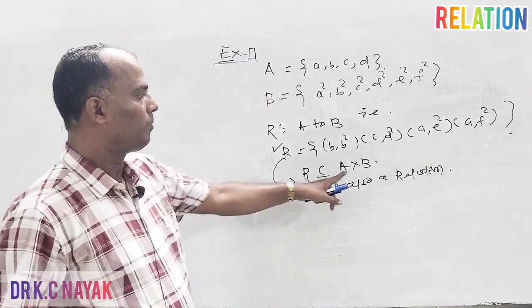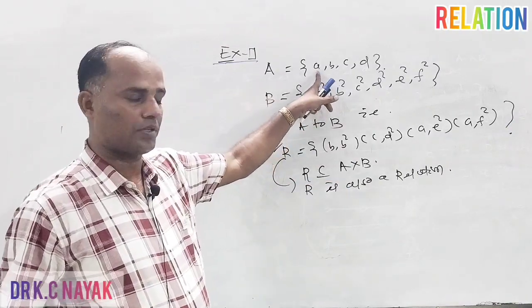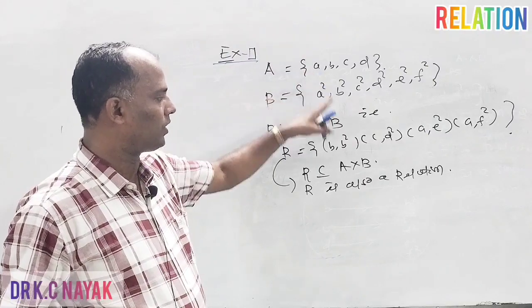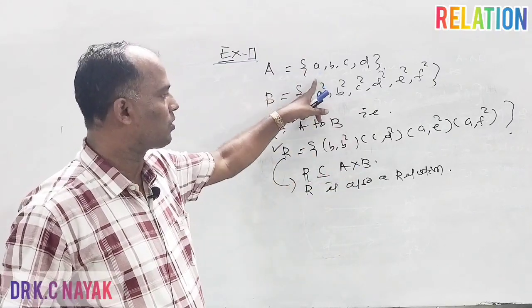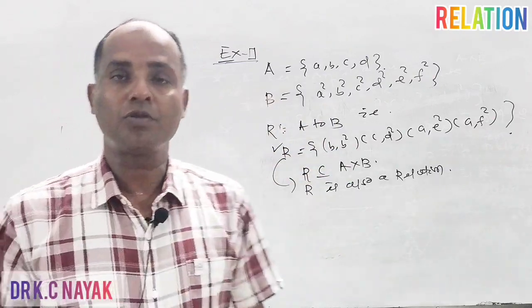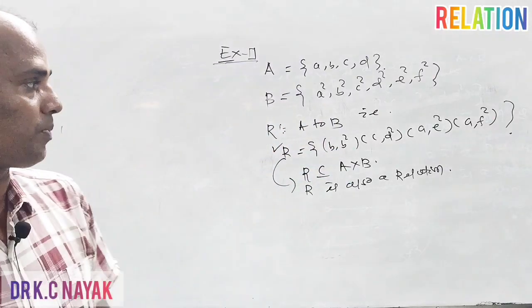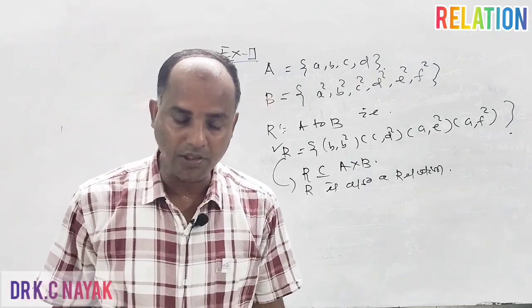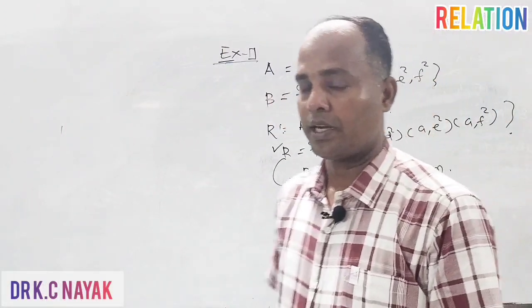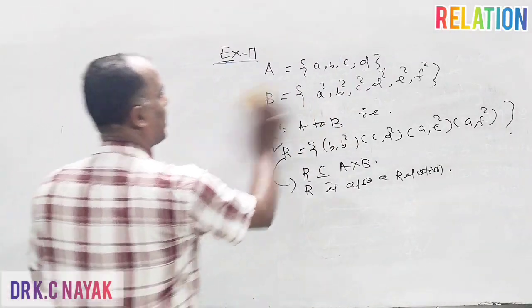That means first we determine A cross B. Then you choose any subset from A cross B. Then according to our definition, any subset of A cross B is also a relation. Clear? We choose one more example.